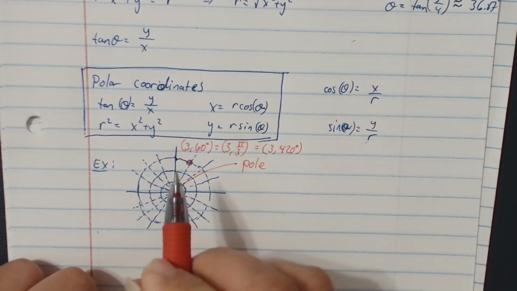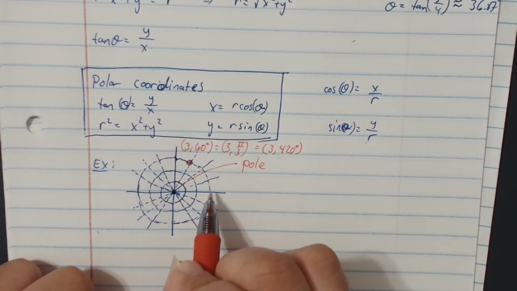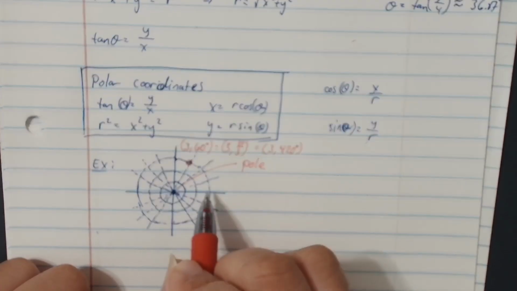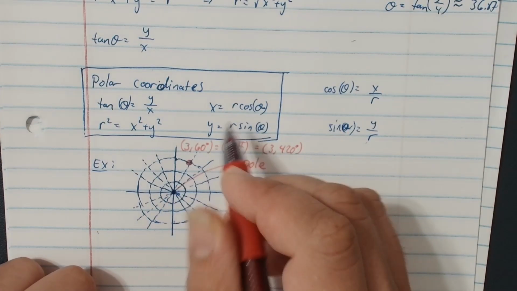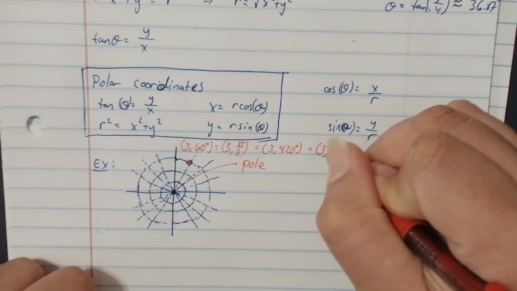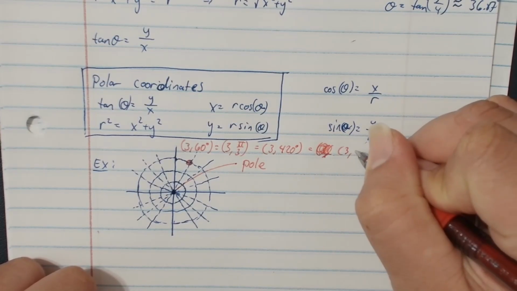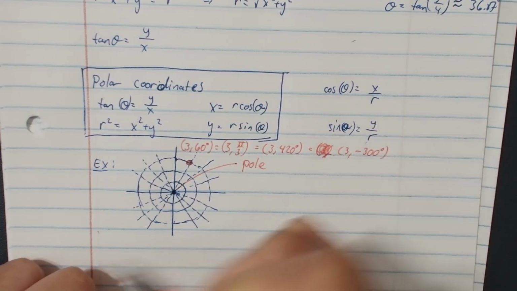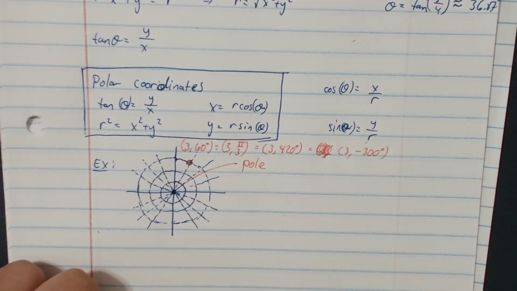Or I could do it in radians, but I'm going to stick to degrees right now. I could go backwards. Instead of going forward 60 degrees, I could go backwards 300 degrees. And I would still be facing the same way. So here this would be 3, negative 300 degrees. And that would also work because going backwards 300 degrees would have me facing the right way.